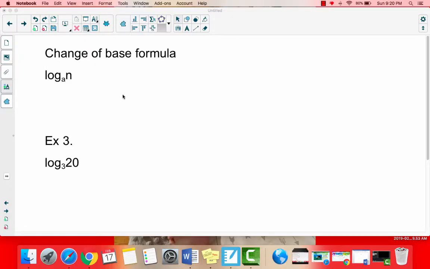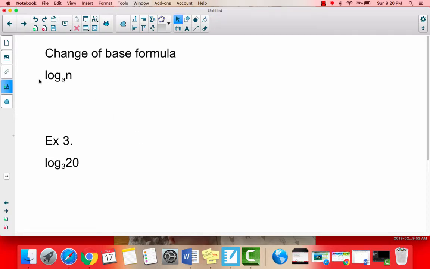The next thing we're going to use is what we call the change of base formula. And basically this allows you to take a log function and convert it so that all of the logs have a base of 10. And the reason we would do this is because usually most calculators can only be in base 10. So if you convert it, then you can type these into your calculator a lot easier.